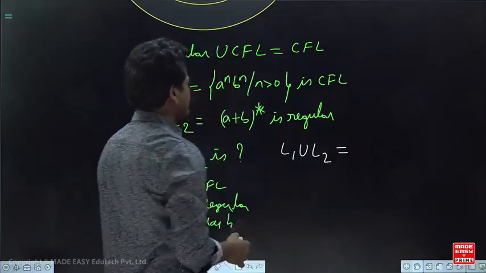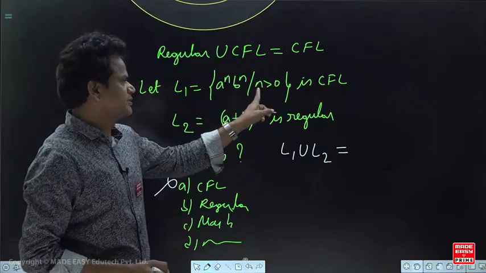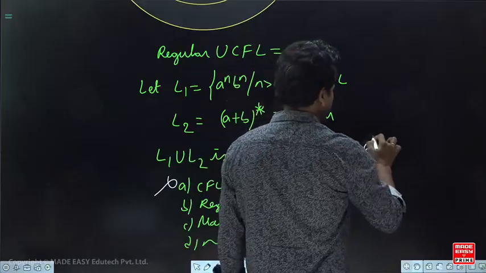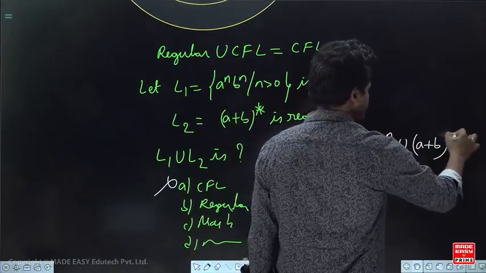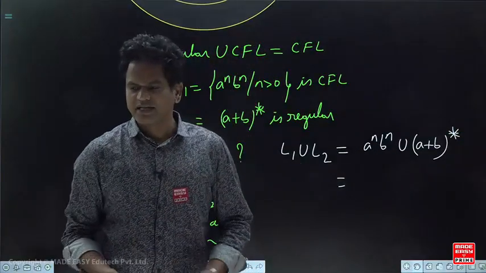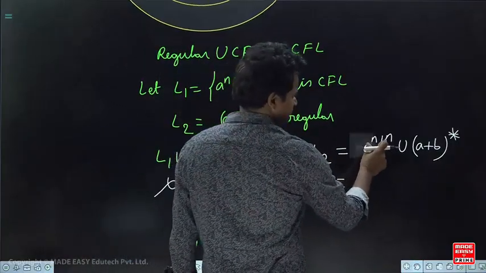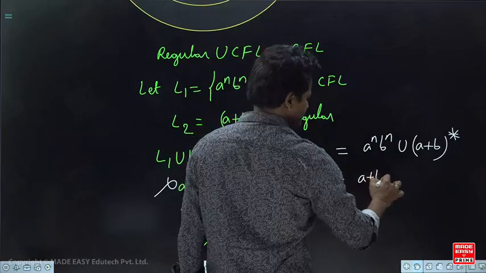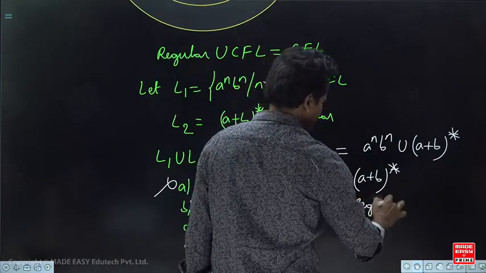Now guys, here, what is L1? A power n, B power n. What is L2? A plus B whole star. So L1 is A power n, B power n, union A plus B whole star. A plus B whole star is everything. Whatever you add to this, you will get A plus B whole star only. Nothing else you will get. So which is regular.